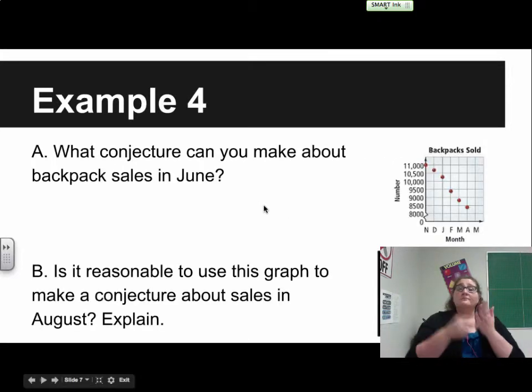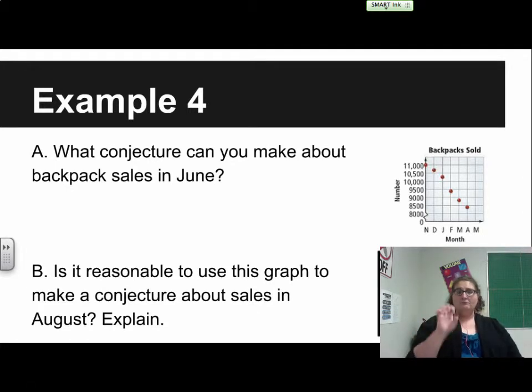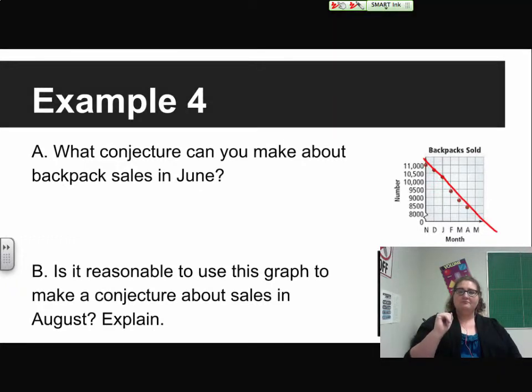Example 4 says, what conjecture can you make about backpack sales in June? Okay, well, if we draw a line of best fit here, let's see, relatively. We have November, December, January, February, March, April, May. So right here would be June. June kind of indicates that it's on the decline. They're not selling very many backpacks. So it says, what conjecture can you make about backpack sales in June? Little to no sales.